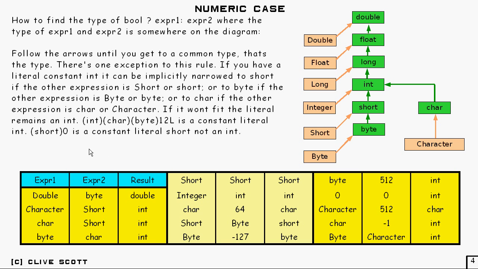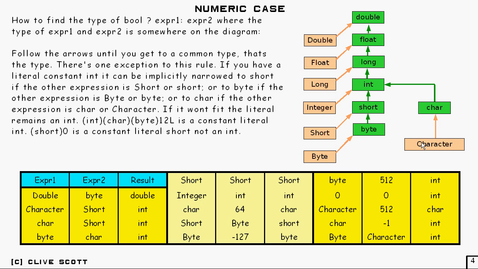Okay, so let's see a few examples. Here's expression 1, and that's the type of it. Expression 2, type of expression 2, and there's a resultant type. Split this up into sets of 3 columns. It doesn't all fit, of course, so I've had to wrap it a bit. So we've got double and byte. Let's look at that. Double there and byte there. If you follow the lines, it goes up to double up there, and that's the result.